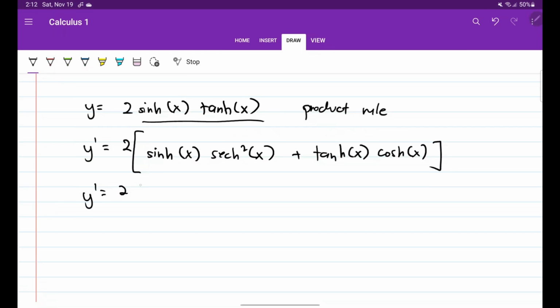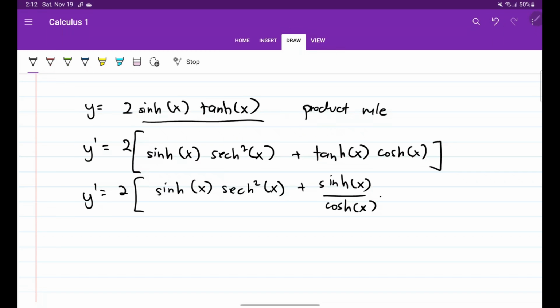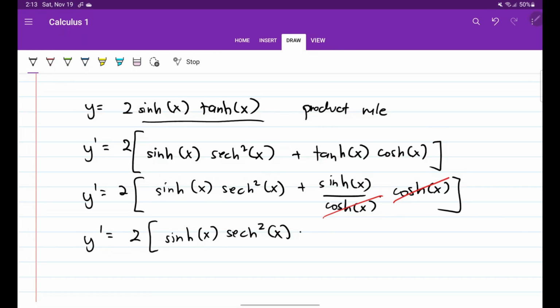So, y prime is 2 sinh x sec squared x. So, wala na tayong magagawa dyan. Pero yung tanh, pwede natin gawing sinh x all over cosh x times cosh x. Okay? And yung cosh x magka-cancel here. Okay? So, we now have y prime equals 2 times sinh x sec squared x plus sinh x.